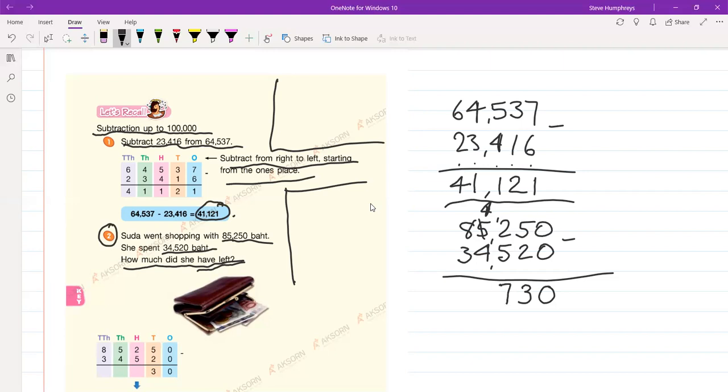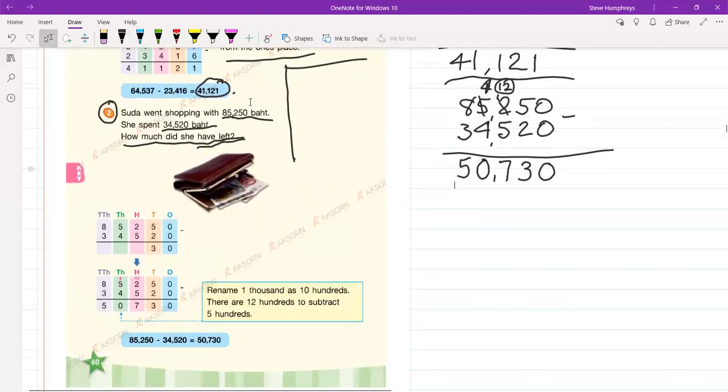Okay, yeah, I know some students do it like this. It's okay, they're just a different method. Cross it out and put 12. That's fine. Okay. 4 minus 4 is 0. 8 minus 3 is 5. So the answer, let's check down here. It's a word problem. My answer, 50,730.